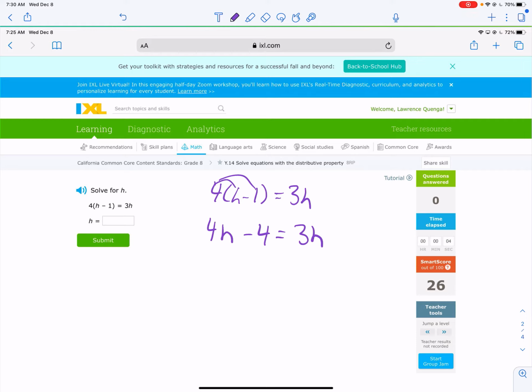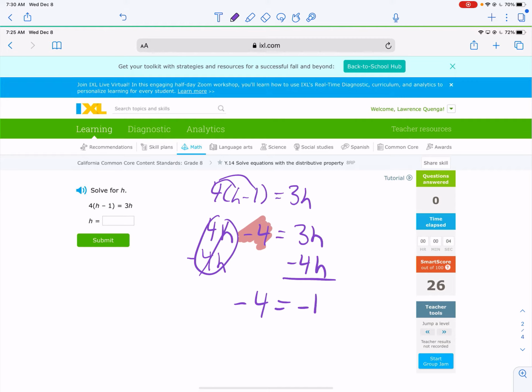I need to get the constants and the variables all on one side. Well, all the constants are over here on the left side. There are no other constants, no other numbers by themselves. So I'm going to subtract this 4h to get the constants all by themselves on the left side. What I do to one side, I have to do to the other. So I'm left with negative 4. And then we have 3 minus 4, right? So that would be negative 1h.